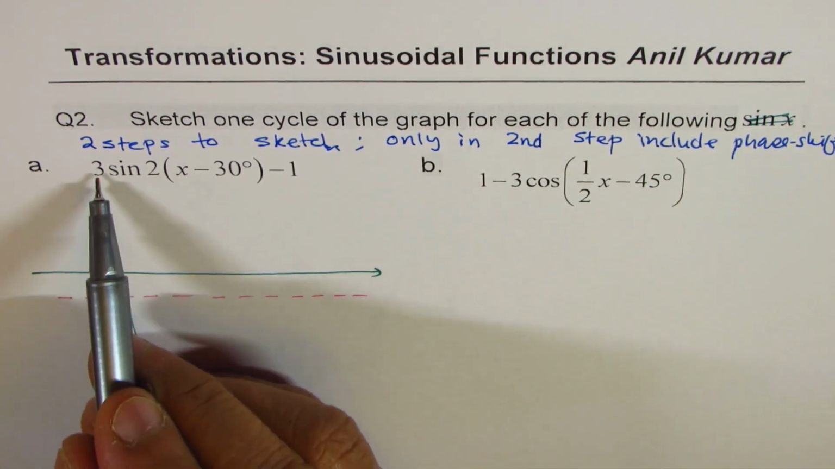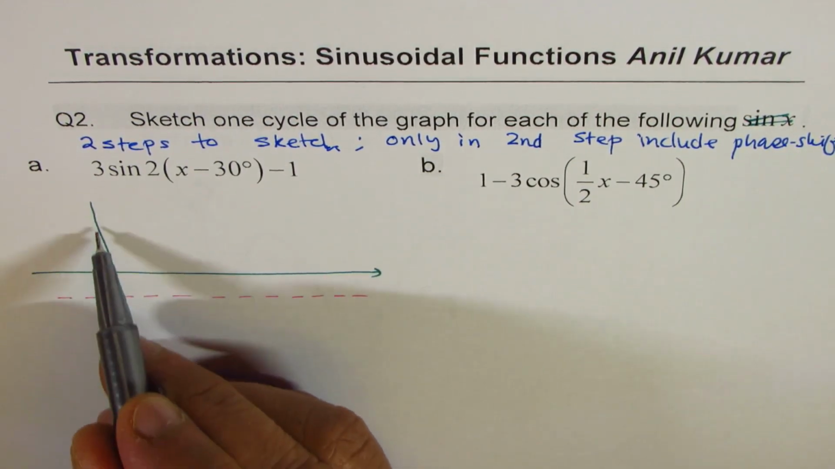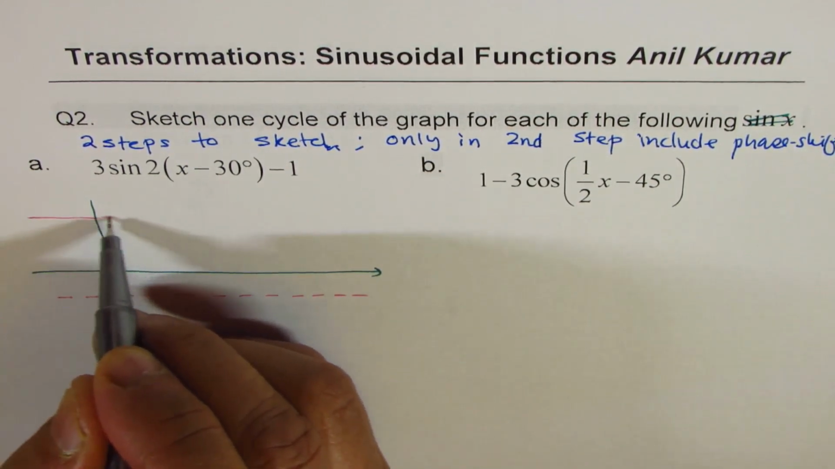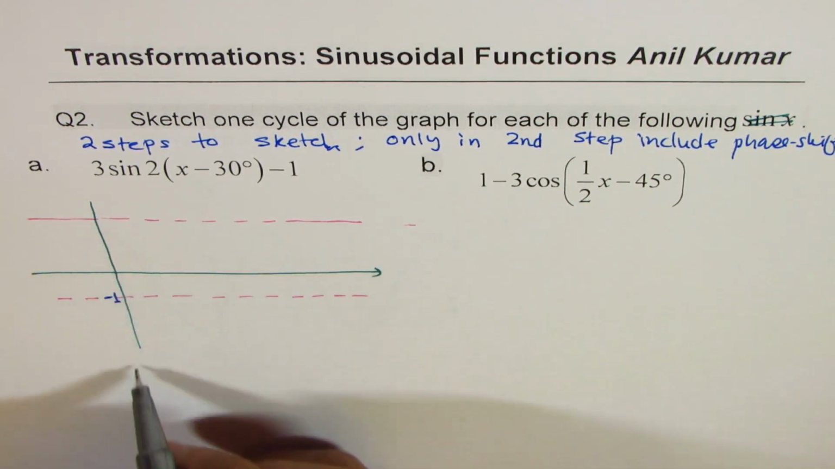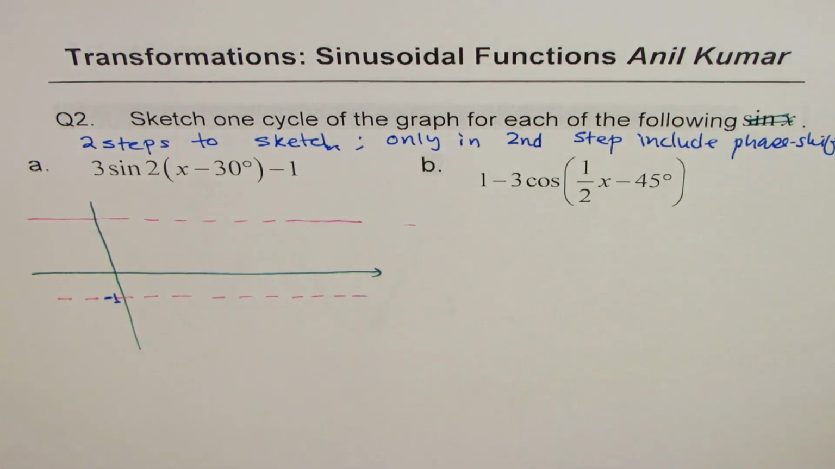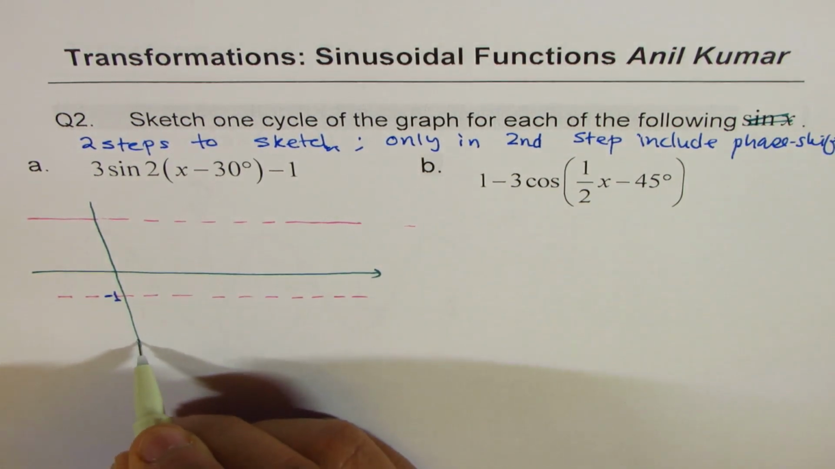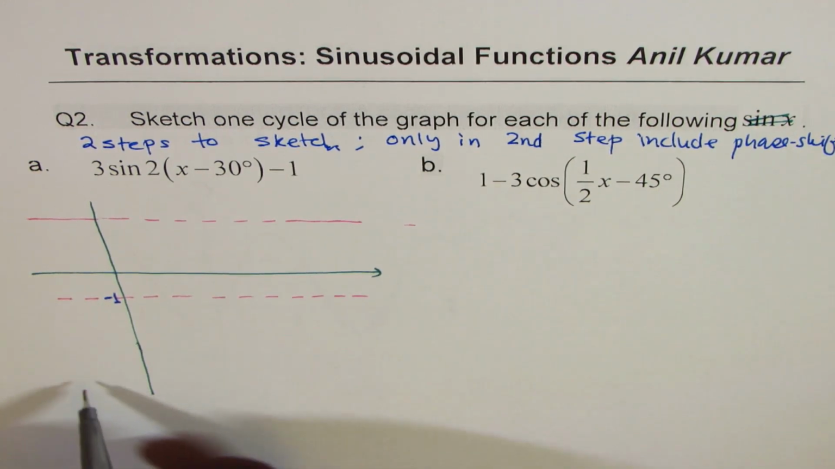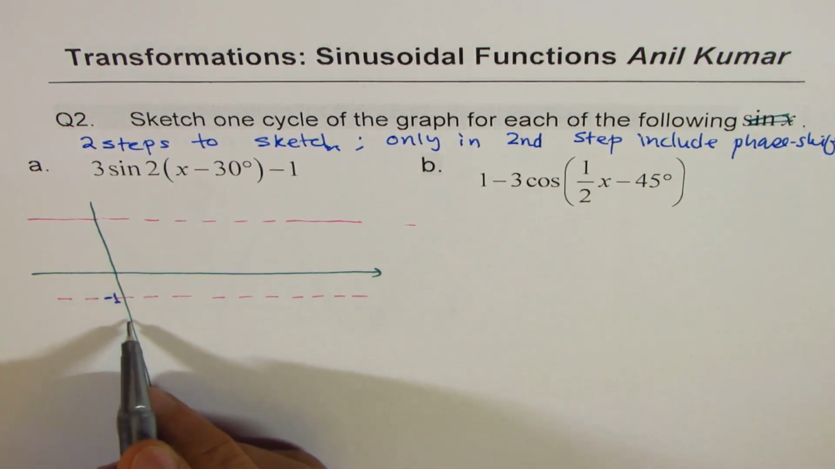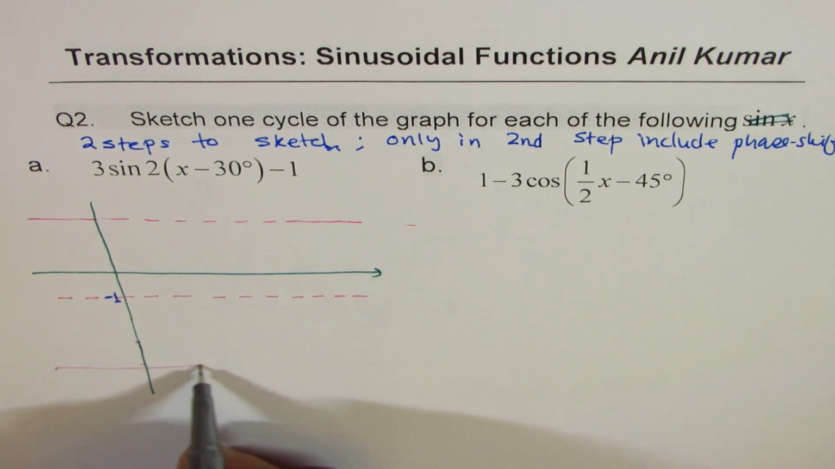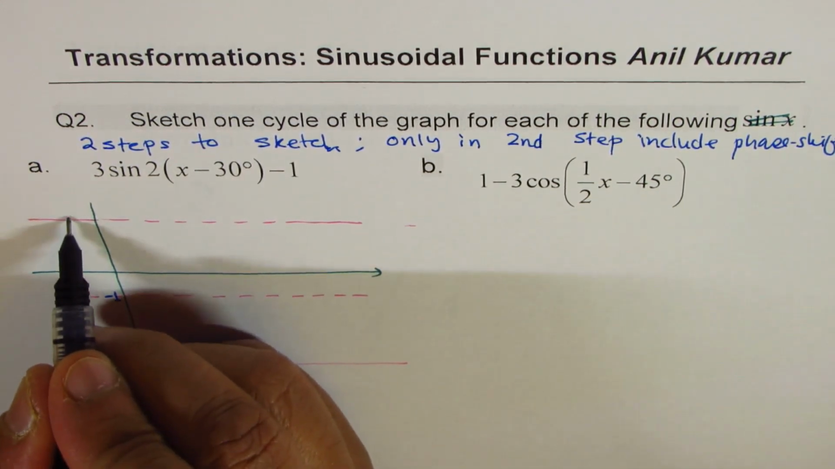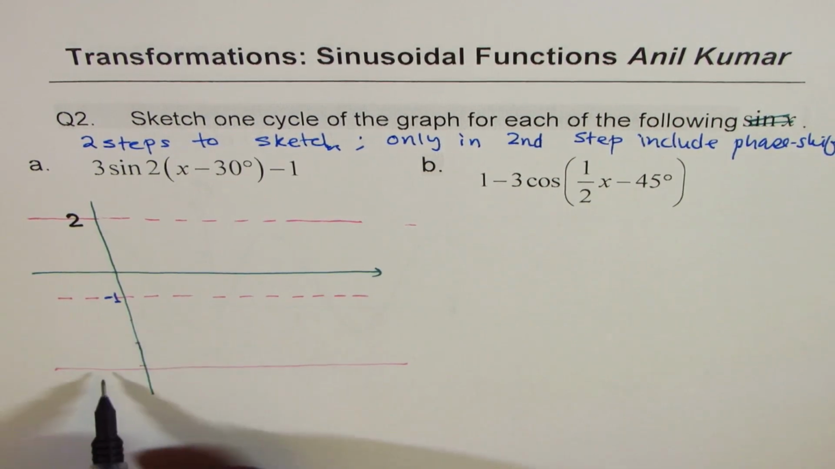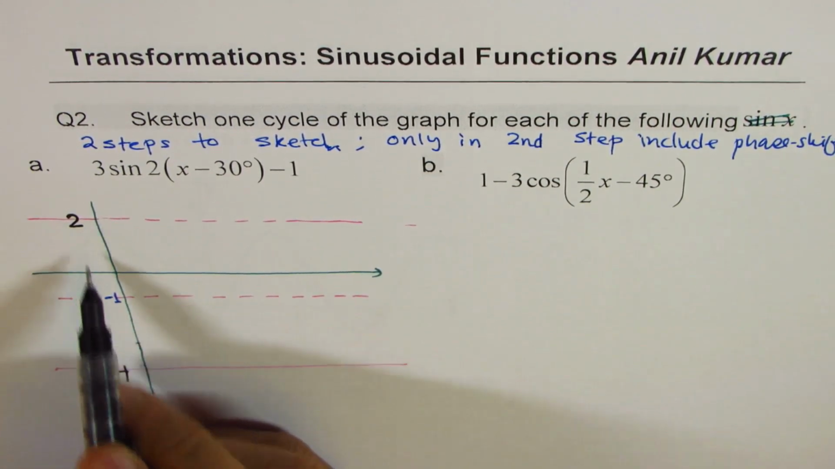Now, the amplitude is 3. That means from here, we should go 3 up, right? So let me draw rough lines here. 3 up and 3 down, right? So 3 down will be, let me just extend this a bit more, kind of like this. So 1, 2, 3 down. These are rough lines, okay? So that means the maximum is going to be -1 plus 3, which is 2, and the minimum is going to be -4. So you get an amplitude of 3.